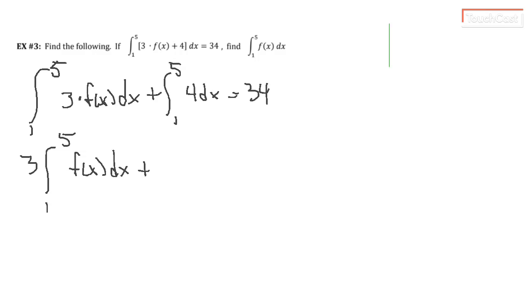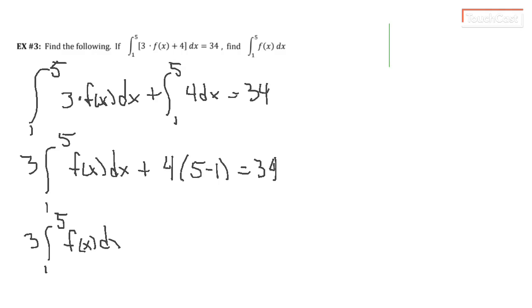plus, how about we clean this next part up? We know we can write this as 4 times 5 minus 1. We subtract the bounds. Equals 34. Now 5 minus 1, that is 4. And 4 times 4 is 16. So we can rewrite this as 3 times the integral from 1 to 5 of the function with respect to x, plus 16 is equal to 34.